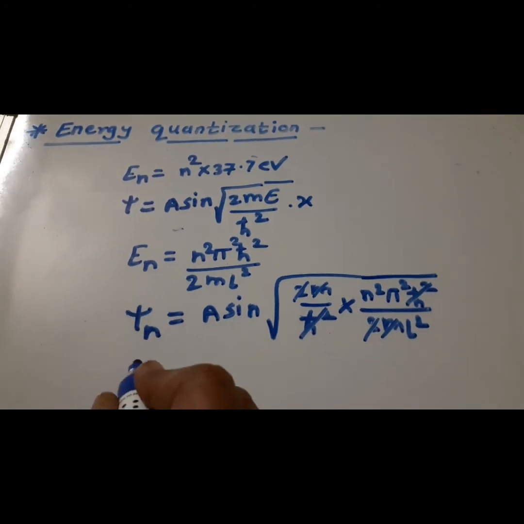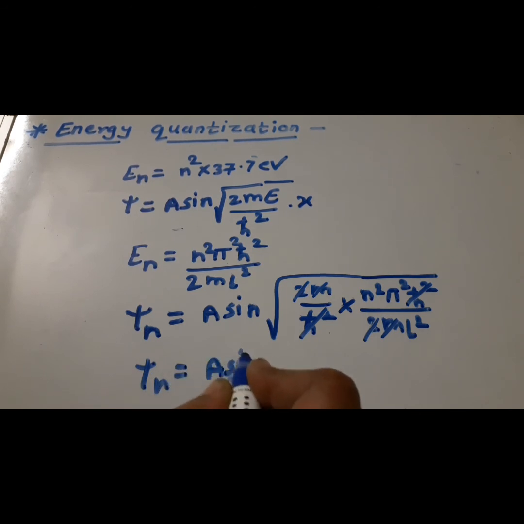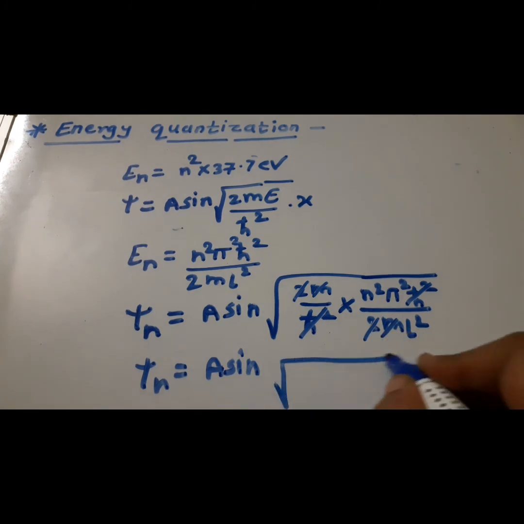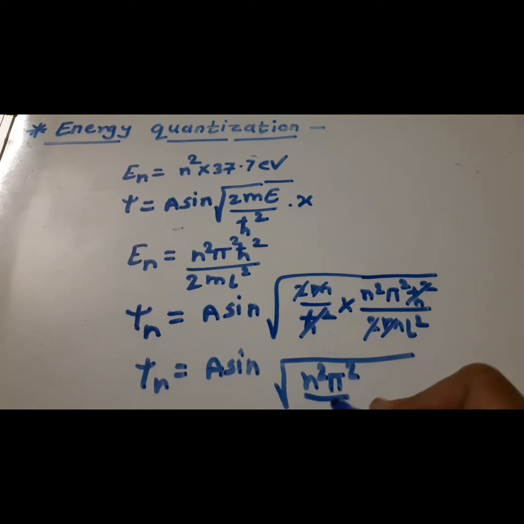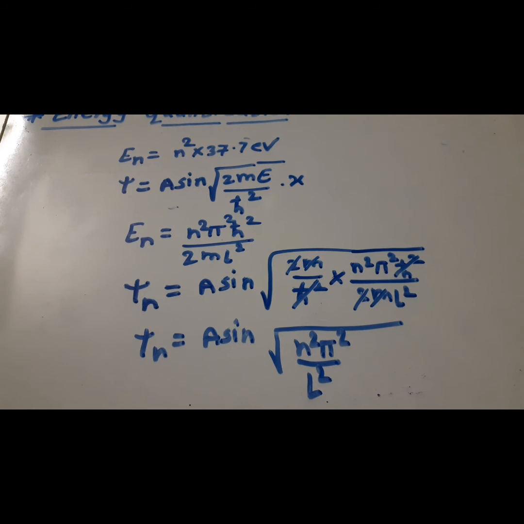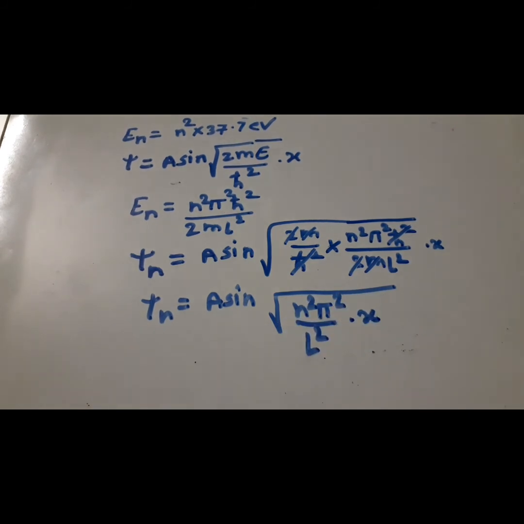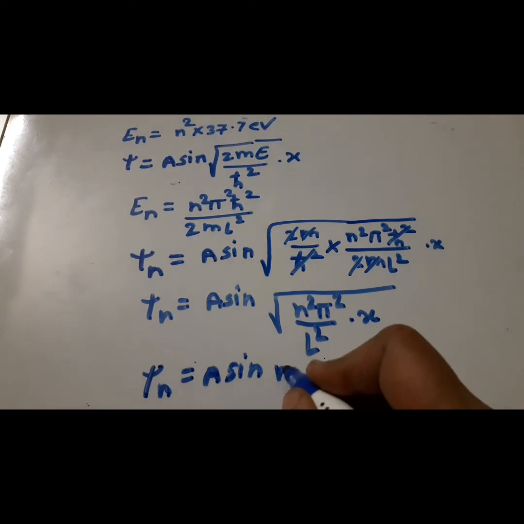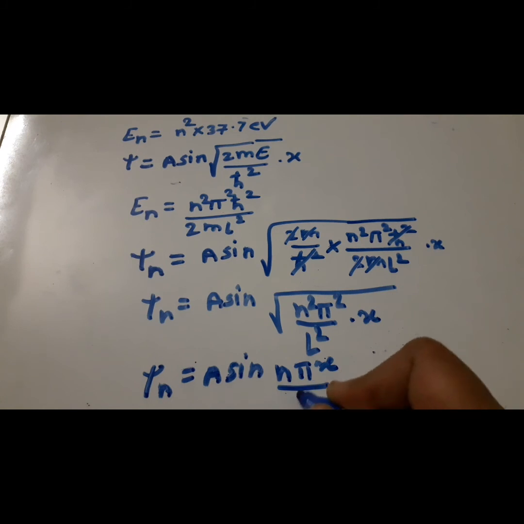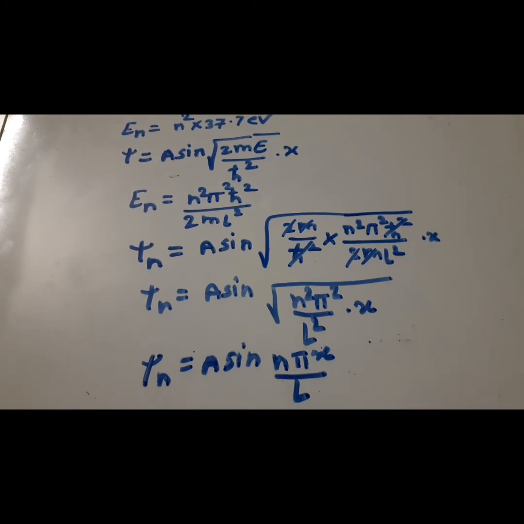Then this 2m and this 2m get cancelled, and this h cross squared and this h cross squared get cancelled. We can write psi n equal to A sine of the square root of n squared pi squared divided by L squared, into x. Here x remains. Then we write the square root of n squared pi squared upon L squared as n pi upon L. So psi n is equal to A sine of n pi x upon L, which is the eigenfunction corresponding to the energy eigenvalues En.